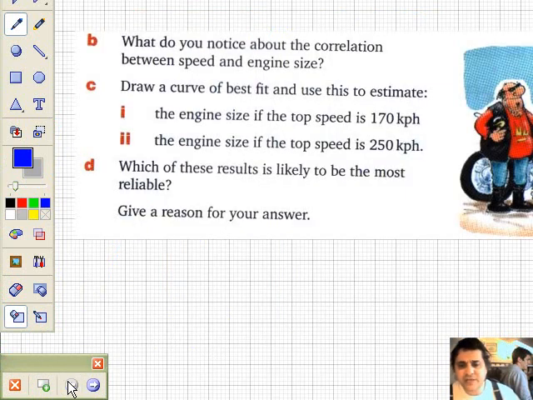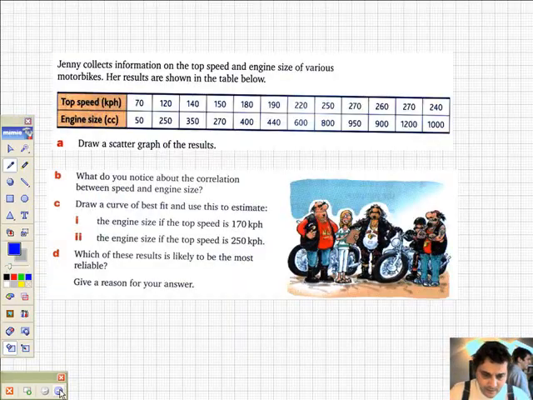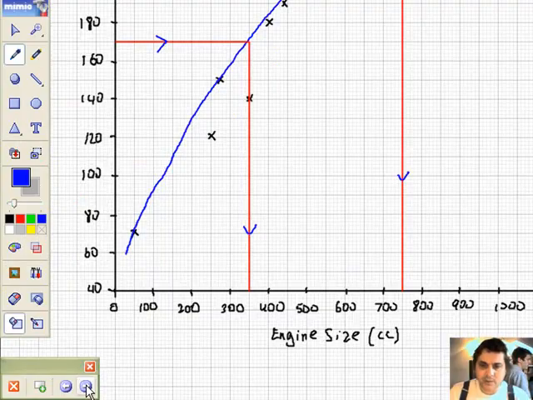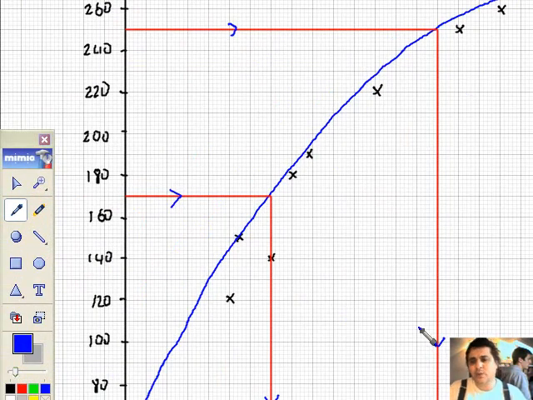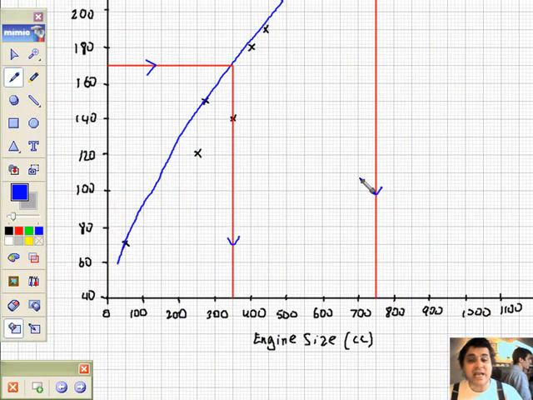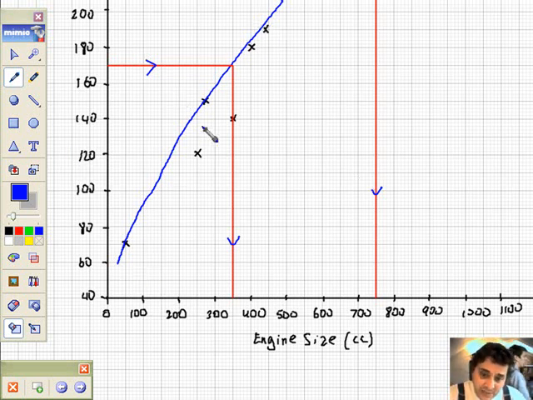Then it asks me which of these results is likely to be the most reliable, and I've got to give a reason. Well, let's just look at it, shall we? What have I got here? We've got 4 results before I have to read off here, and then we've got 4 or 5 results towards the end before I read off for this second one. Which one's more reliable? I think actually they're equally reliable because we're reading from well into the curve. So here we've produced this curve up to this point using 1, 2, 3, 4, 5, 6 results.